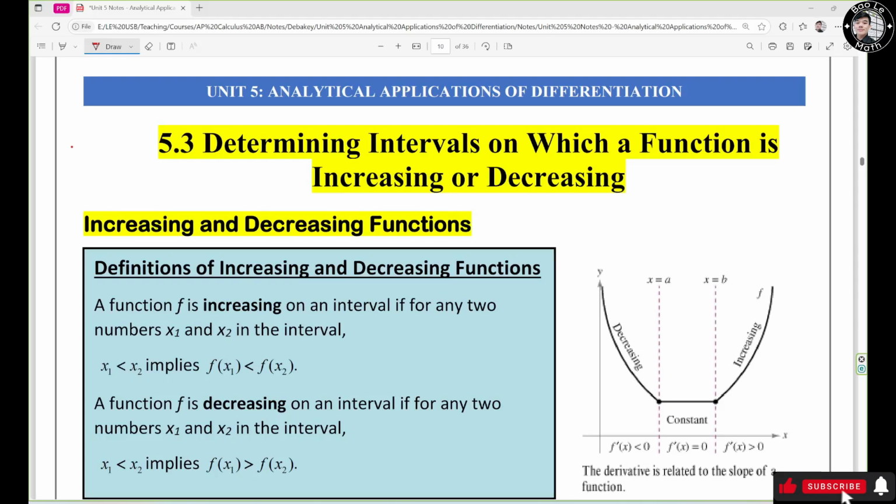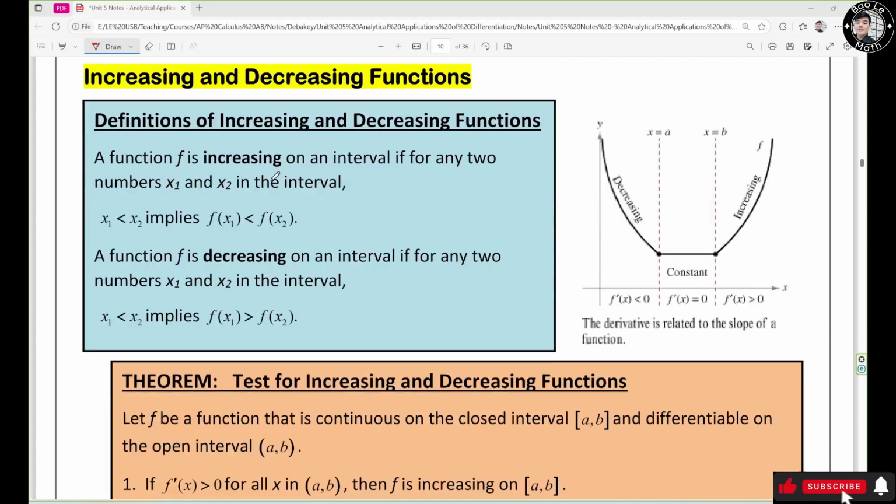Hello everyone, in this video we're going to explore the topic 5.3, determining intervals on which a function is increasing or decreasing. First we're going to talk about the definition of increasing and decreasing function.